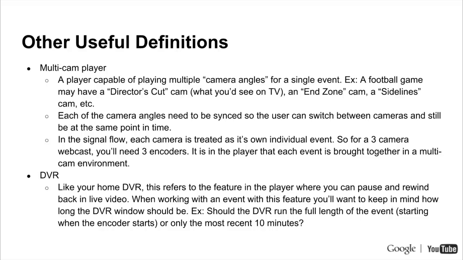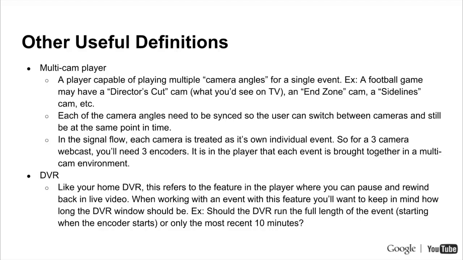The difficulty here is that each of these camera angles needs to be synced so that if the user switches between these cameras, they're still at the same point in time. You want to make sure that each camera is treated as its own individual event. So for a 3-camera webcast, you would need 3 encoders if you intend for all 3 of those cameras to be a completely different stream.